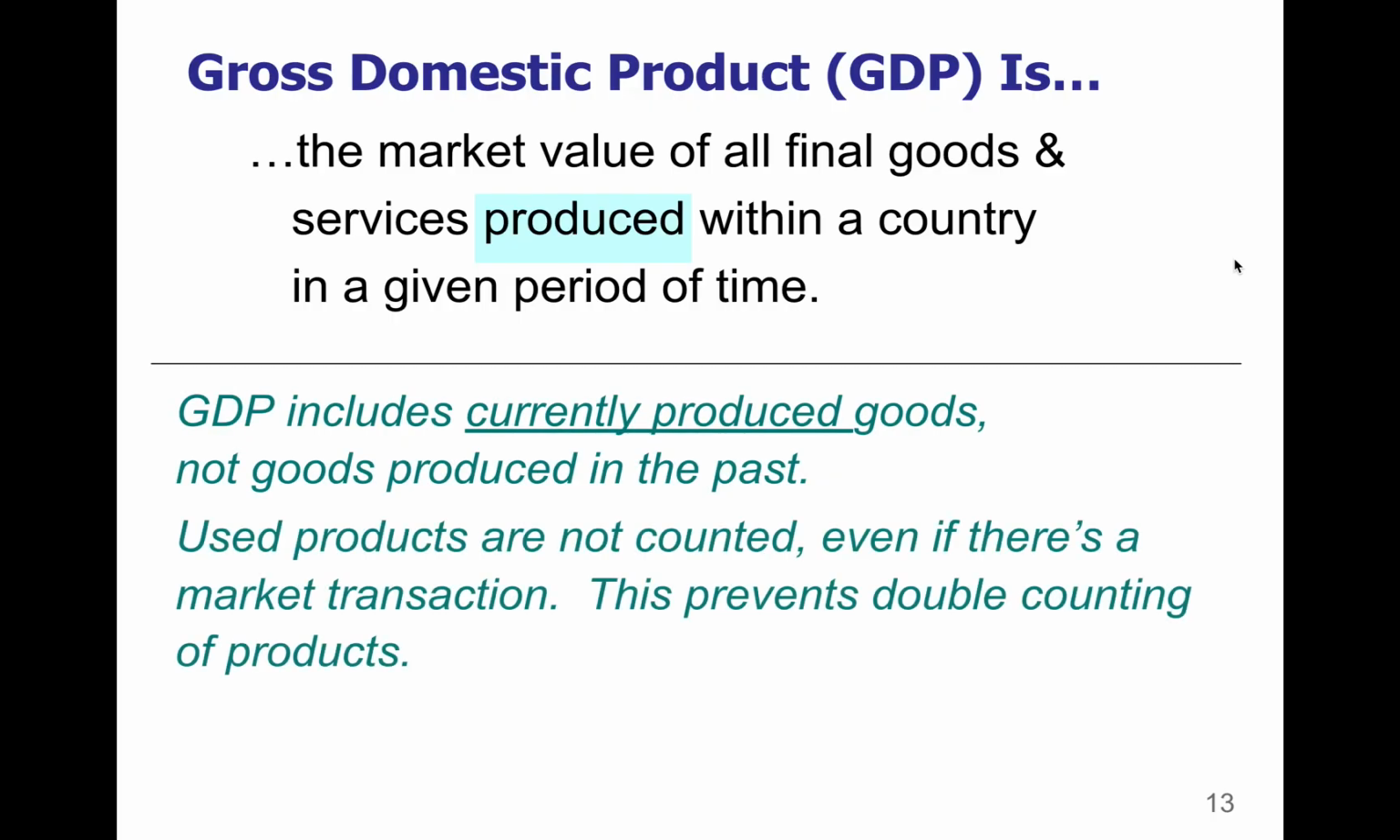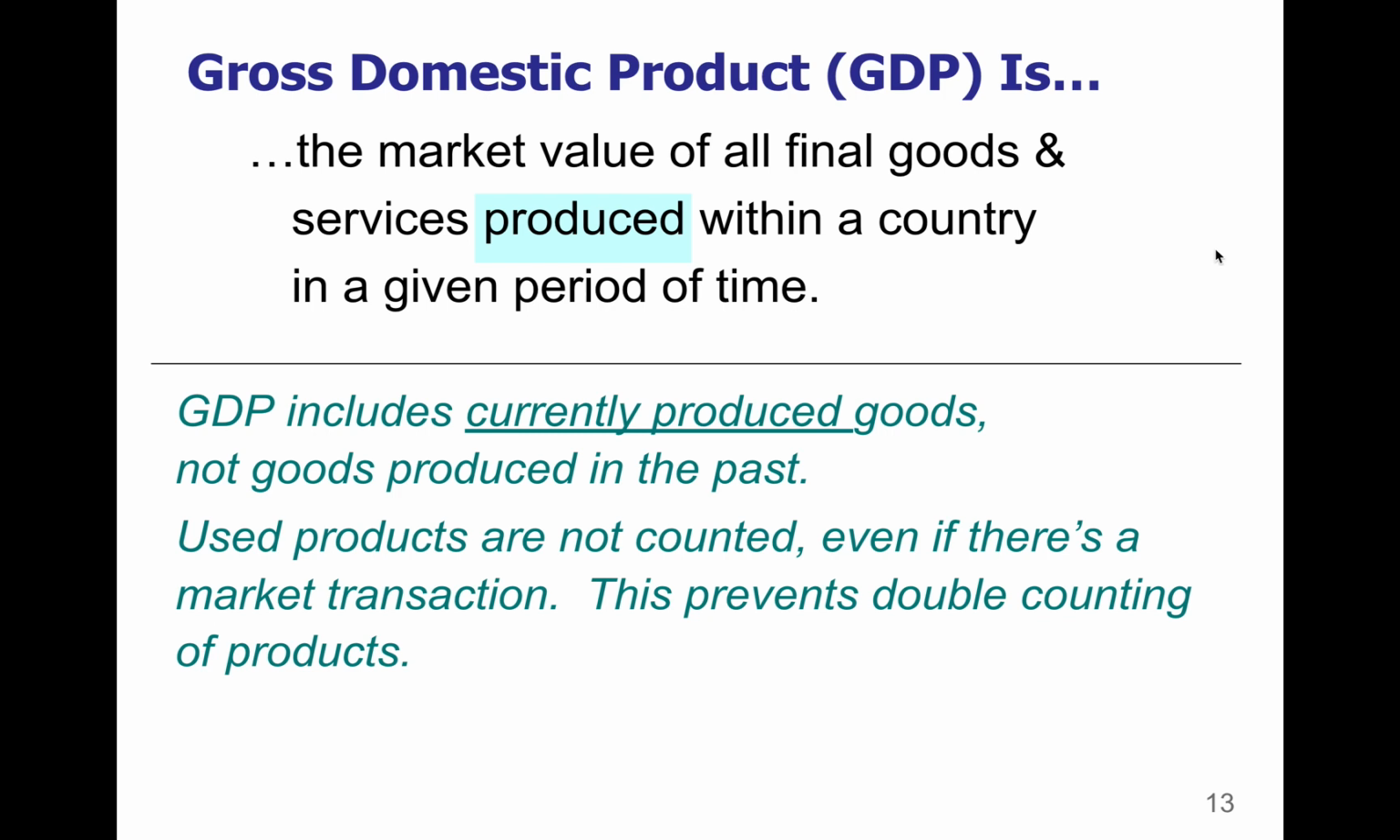The next one is that it only accounts for products which are currently being produced. It does not count products which were produced in the past. So if we are measuring GDP of this particular year, it's only going to count products that were produced within this year and not used products.